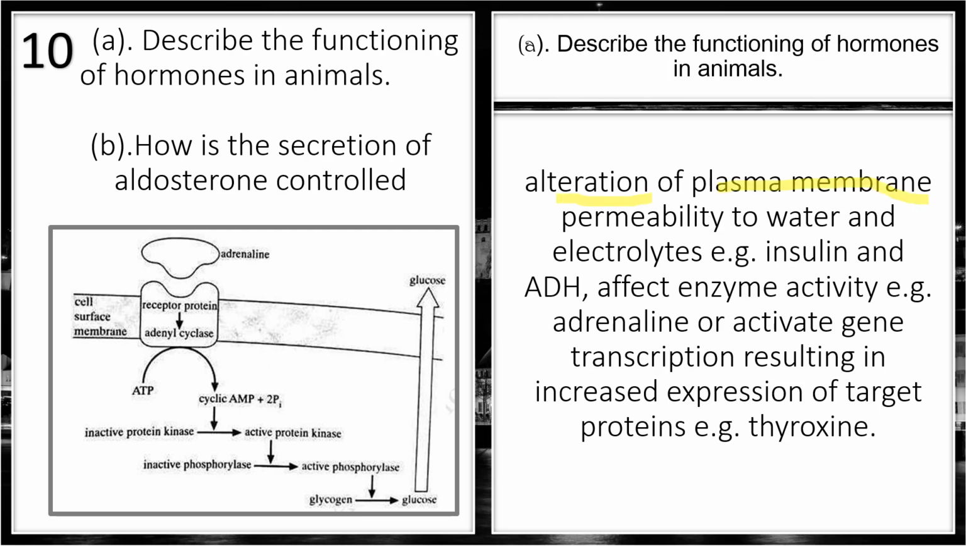Alteration of the plasma membrane permits permeability to water and electrolytes, for example, insulin and ADH. It affects enzyme activity, for example, adrenaline, or activates gene transcription, resulting in an increased expression of target protein, for example, thyroxine.